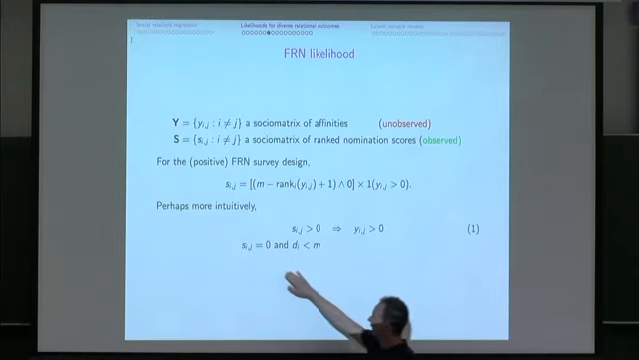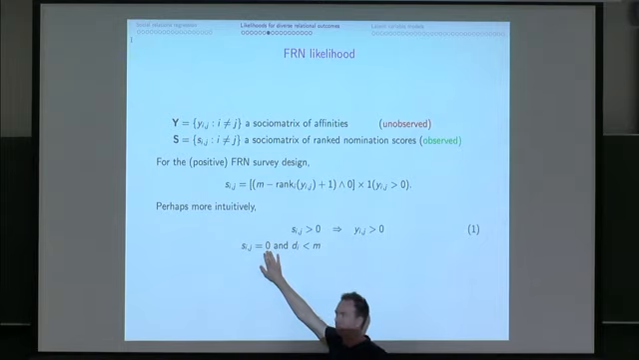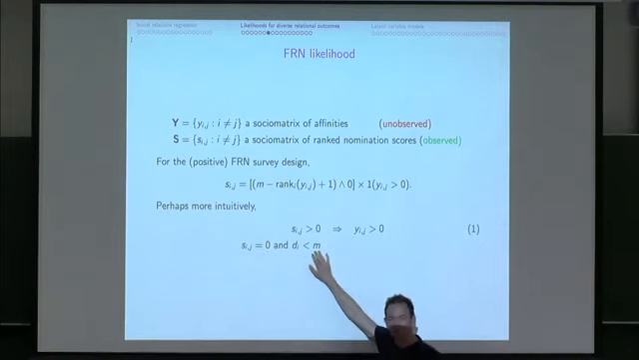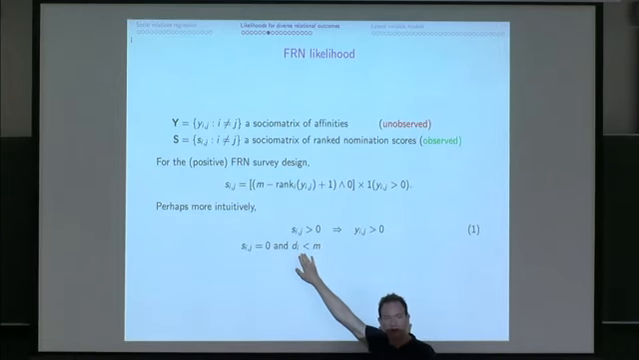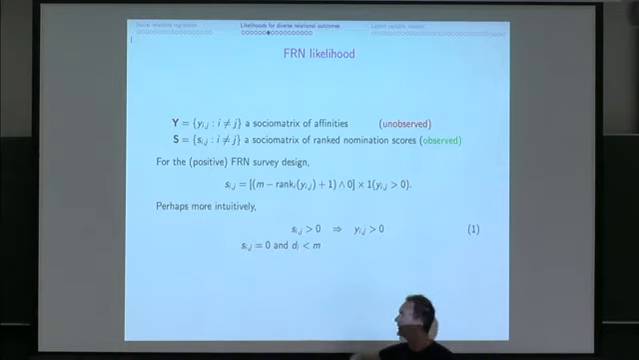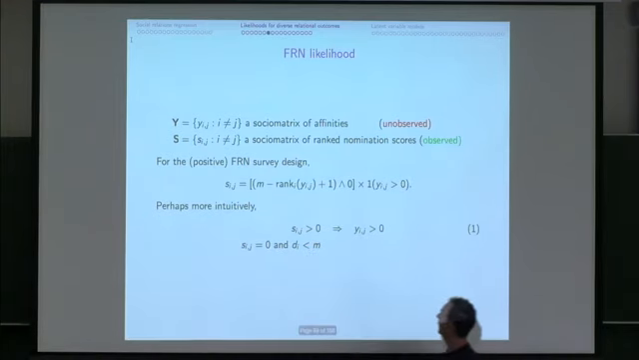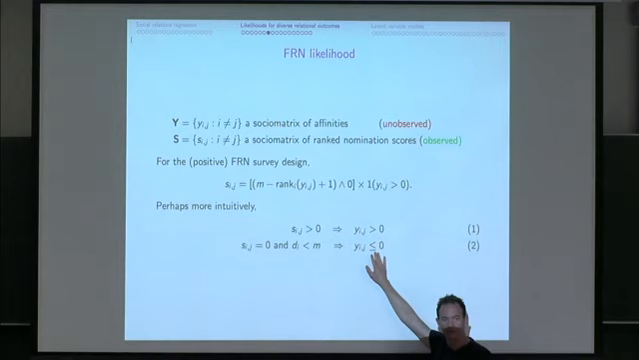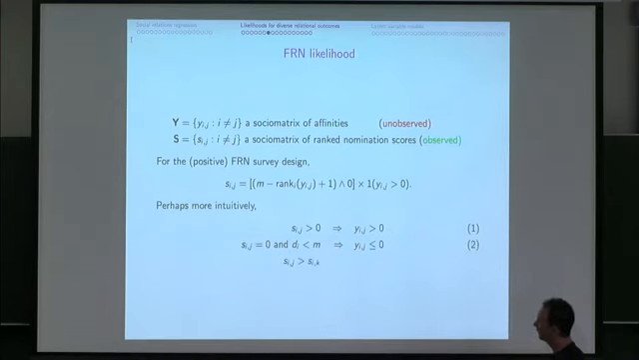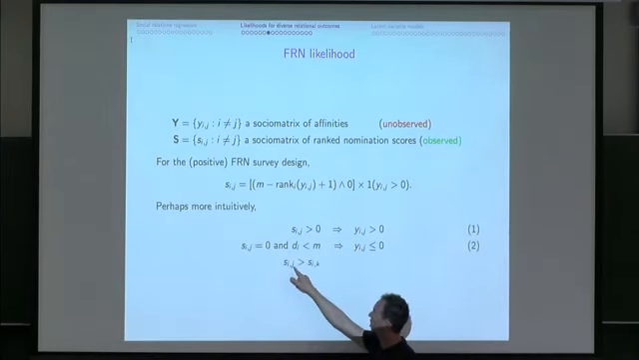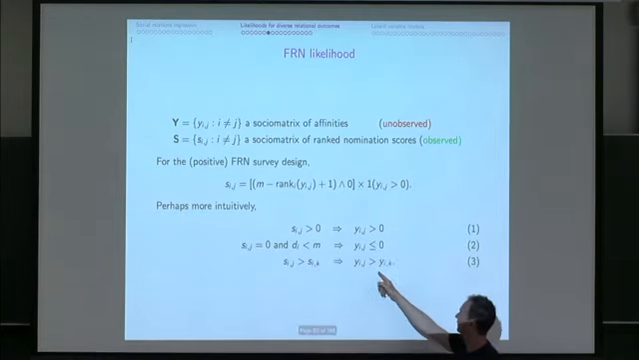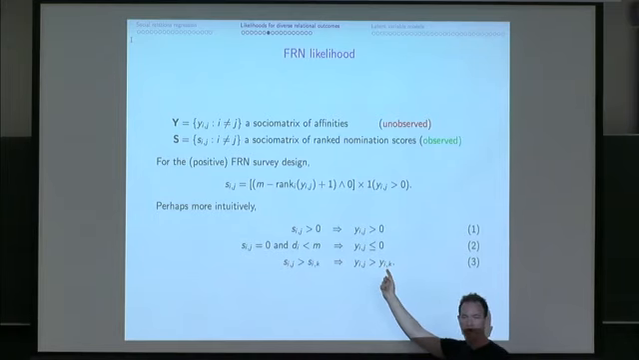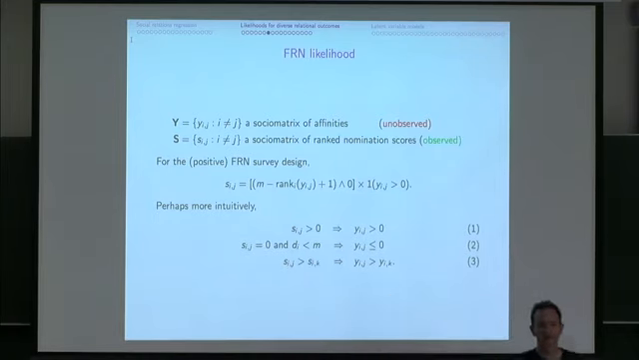On the other hand, if Sij is 0, so person I did not score person J, but they could have, their out degree is less than the maximum allowed, so they had another slot on their list, right? So if they didn't score them and they could have, then that tells us that Yij is less than 0, that they did not have a positive affinity for this person. And then finally, if I scores J higher than they score K, then that tells us that Yij should be larger than Yik. So that's what the scores tell us about the affinities. Okay.